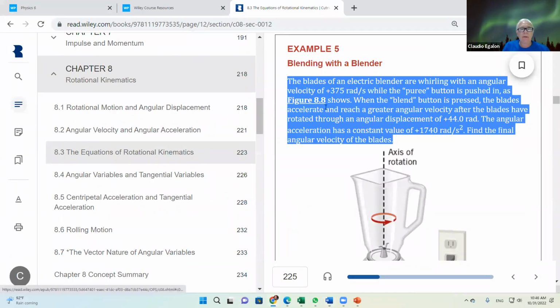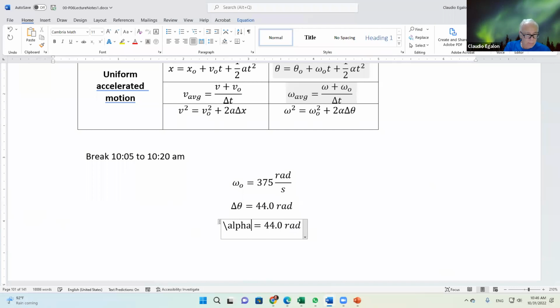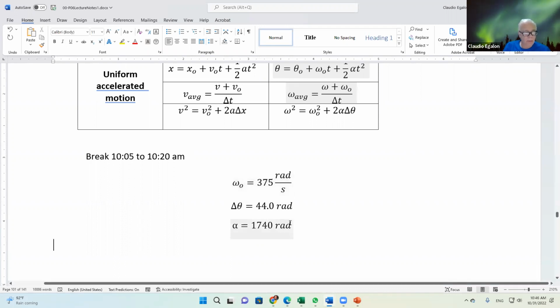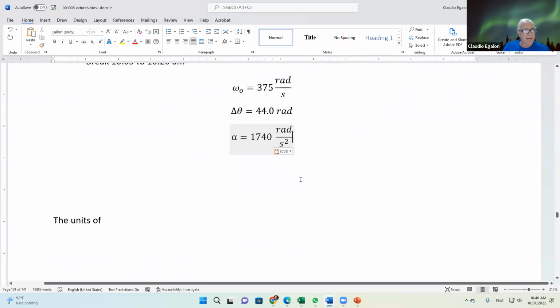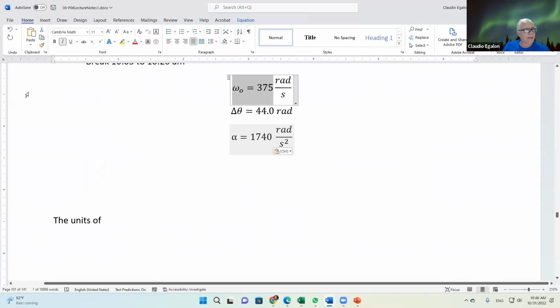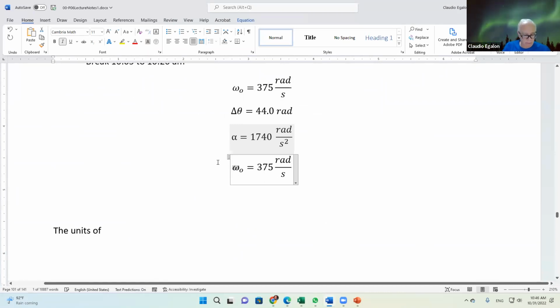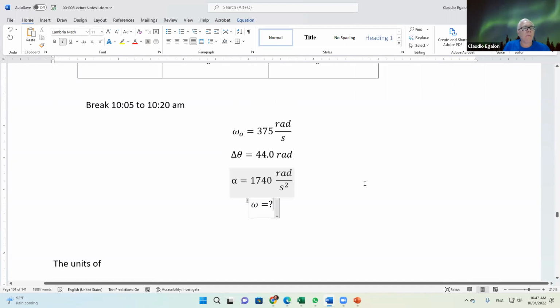What else does it have? The angular acceleration is 1740. The angular acceleration is alpha, radians per second squared. Okay, so they are asking me to find the final angular velocity. That's what he's asking. So I'm going to write that down. What I did here is a very simple way of summarizing the problem that we are trying to solve. Put the question mark right here.